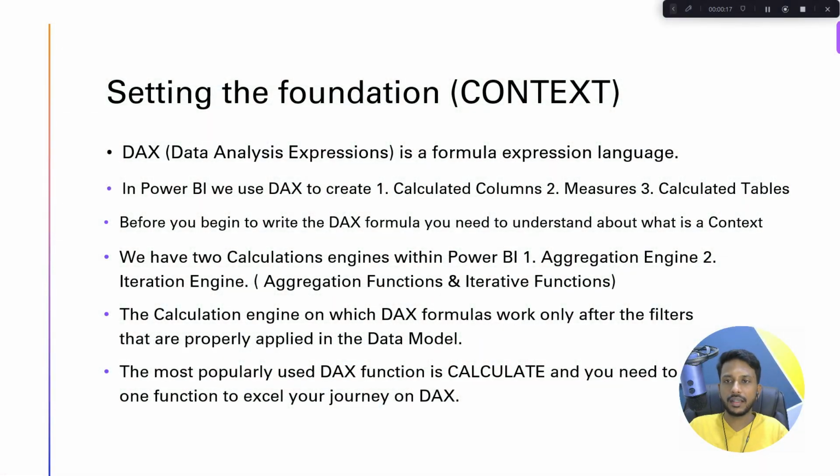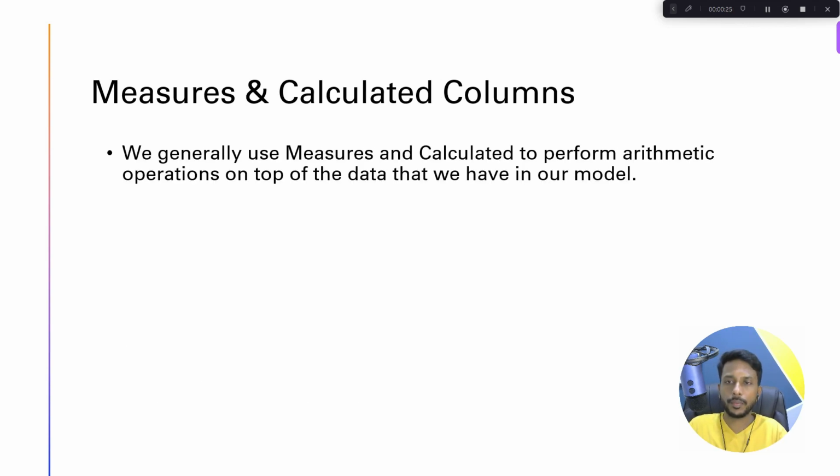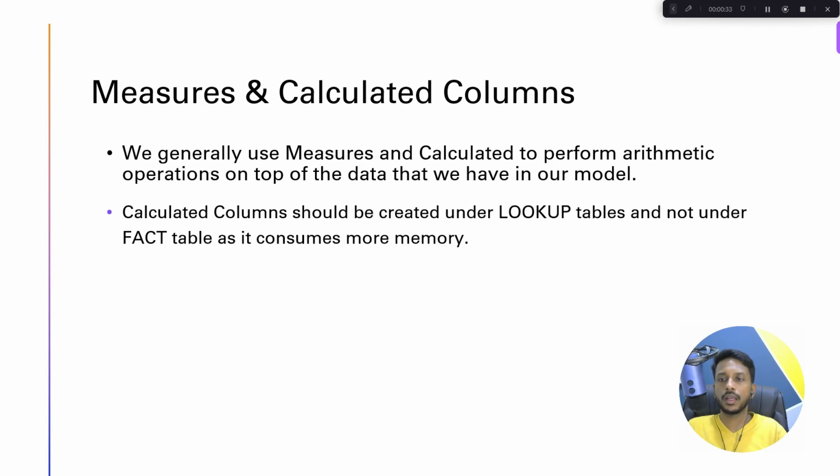Welcome back. In this video, we're going to understand the difference between a calculated column and a measure. Okay, measures and calculated columns. We generally use measures and calculated columns to perform arithmetic operations on top of the data that we have in our model, right? Calculated columns should be created under lookup tables. Lookup tables are nothing but dimension tables, not under fact tables, as it consumes more memory.